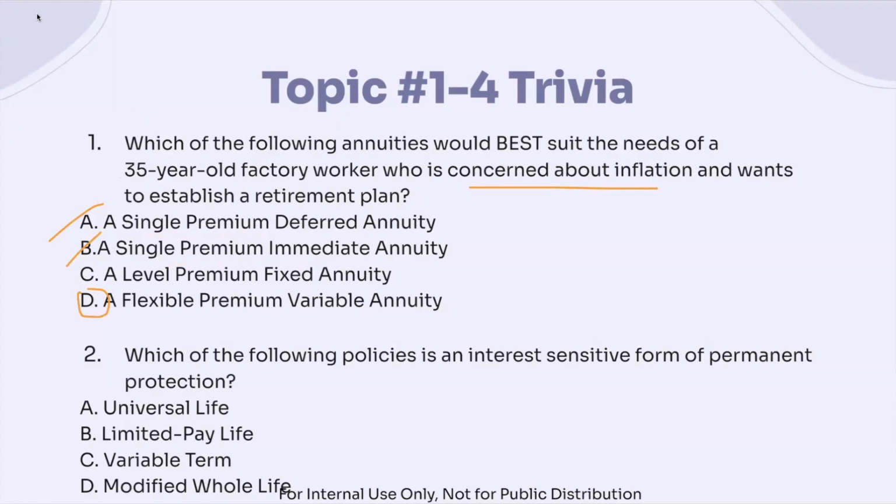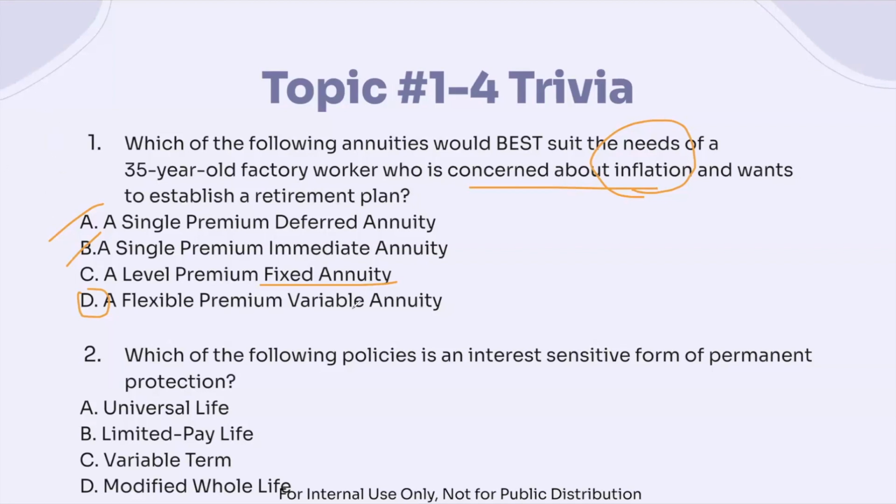Another thing is that, because of the inflation I mentioned, a level premium wouldn't fit. With level premiums and fixed annuities, especially fixed annuities, the payout is guaranteed, but it's level. So in the future, with inflation, it might not be worth as much, and variable annuities might better fit or correlate with inflation, because they can change. The performance of the market can change according to inflation rates.